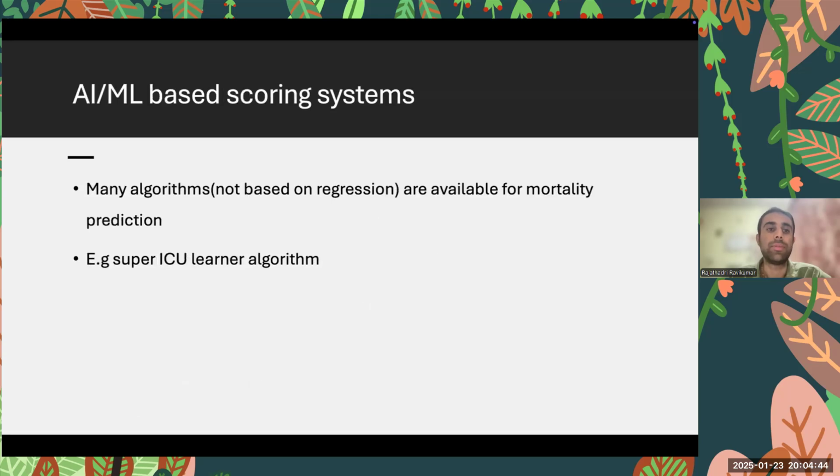Then there comes a role of artificial intelligence and machine learning based scoring systems. Many algorithms are available. We have to understand logistic regression is one of the methods of machine learning, but not the only method. There are various methods like SVM, classification trees, neural networks and all those things. One such example is the Super ICU Learner algorithm.